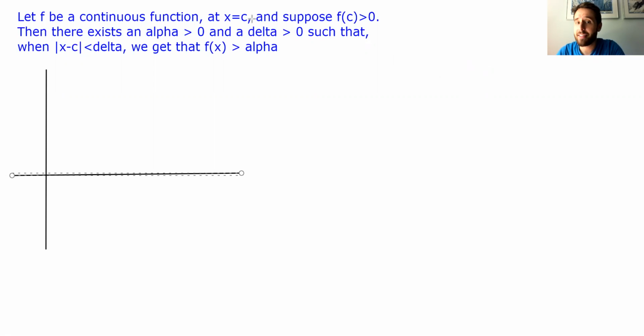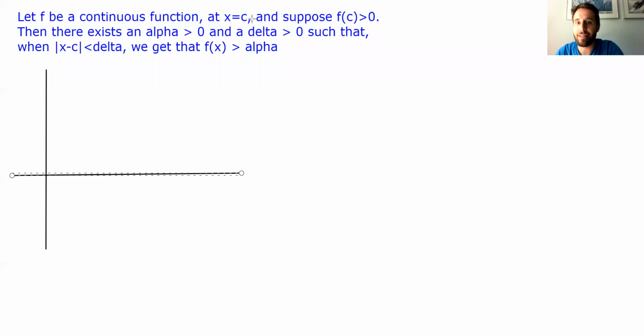So let's take a continuous function, f of x, at least it's continuous at a specific point in the domain, x equals c, and we're assuming that f of c is positive here. Then we are asked to show that there exist two numbers, an alpha and a delta, both bigger than 0, such that whenever |x minus c| is less than delta, we get that f of x is bigger than alpha.